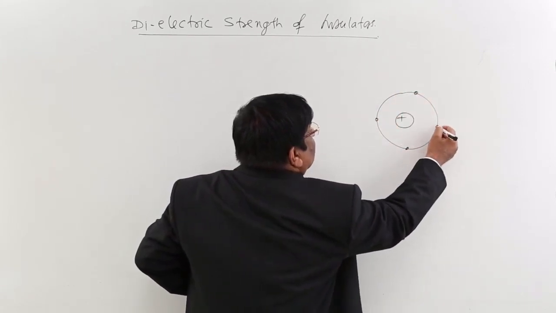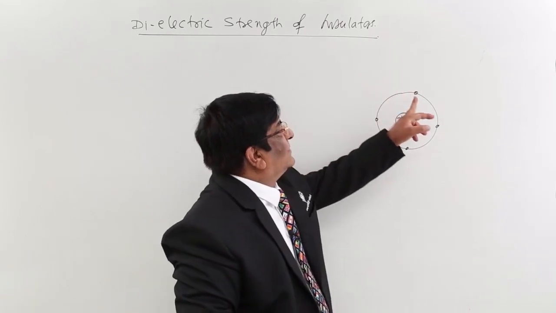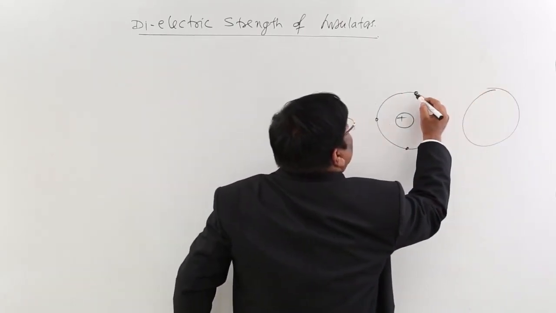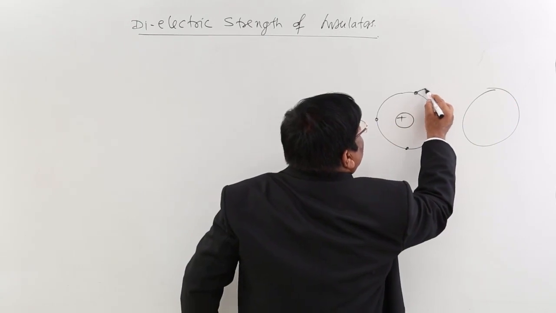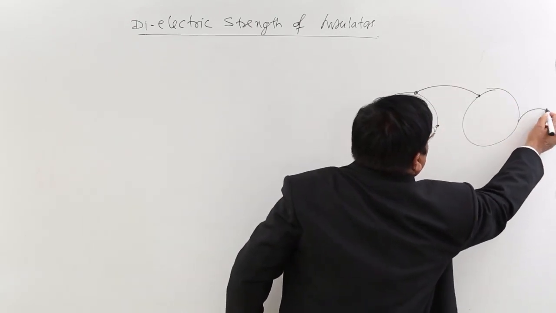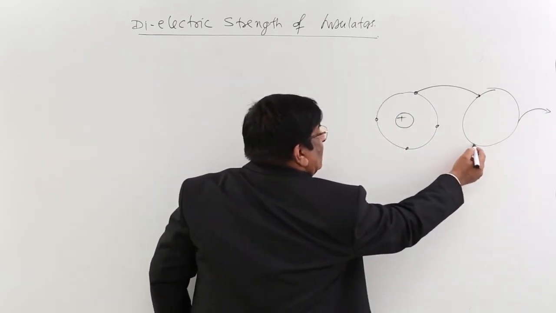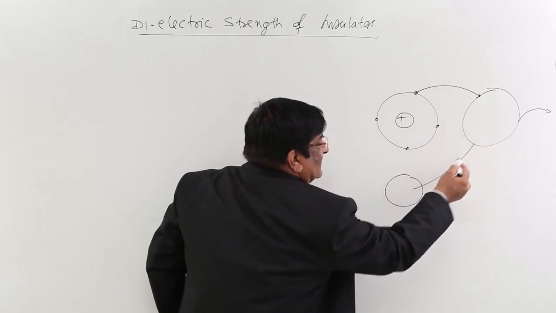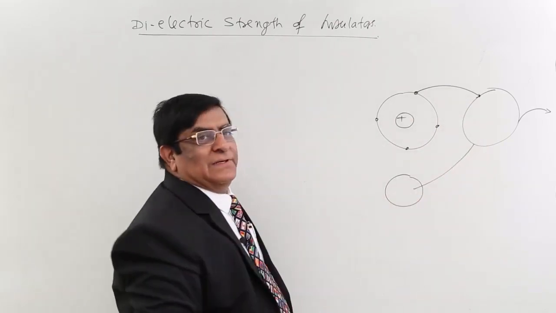In the normal process of moving an electron from one atom to the next, this electron will leave and go to the next atom, then one electron will leave from that and go to the next atom, and this will leave and go to the next atom. So what we see is that the charge is getting conducted this way.